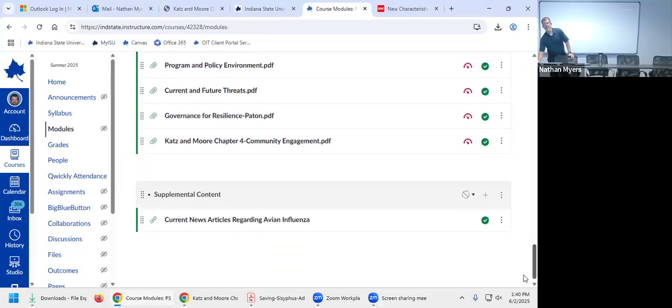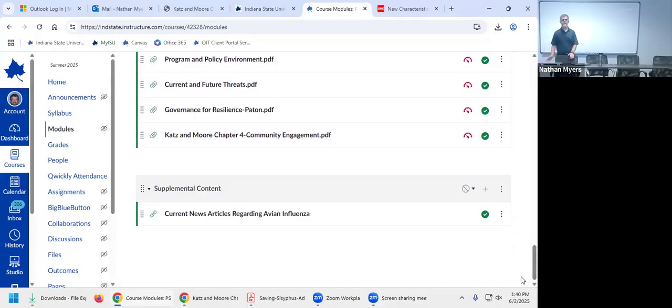Something else I wanted to note that I haven't noted previously is that in the modules, there's a link for current news articles regarding avian influenza. The MPA program has a LinkedIn account, and through that account I've tried to share a number of stories about avian influenza that I've come across. I'm continuing to update this as I come across these news stories. Obviously I'm not getting all of the information that's out there, but I'm trying to share what I can.